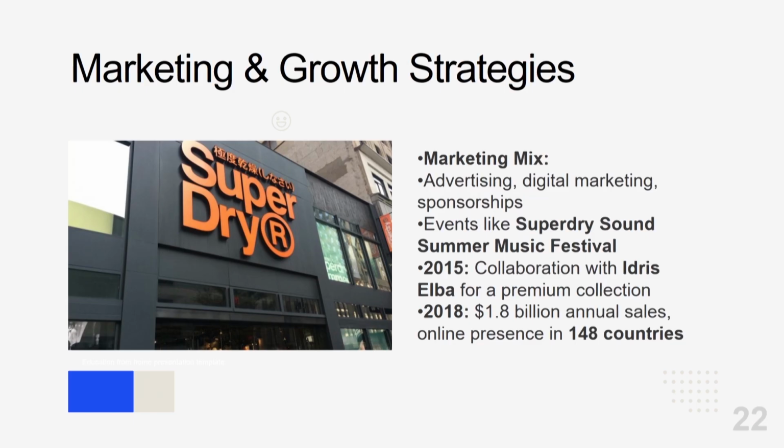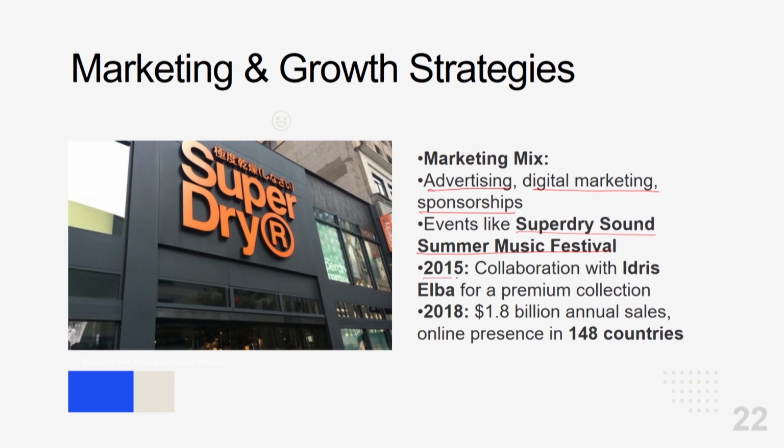In terms of marketing mix, what they did was they advertised their particular products. In terms of digital marketing, they created a content story and kept continuously pushing their items up there. And they also worked on sponsorships. Through sponsorships, they got events like Superdry Sound, which was a summer music festival, and it was created so that the audience could get a chance to experience the brand, experience the entire offering.